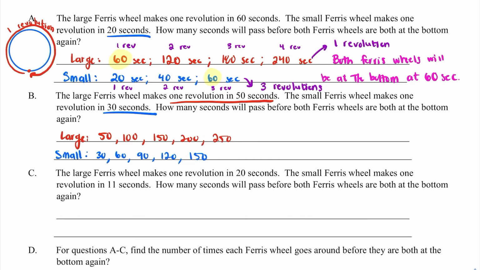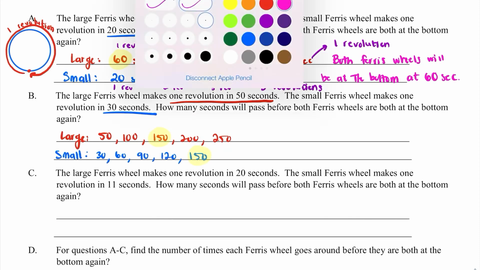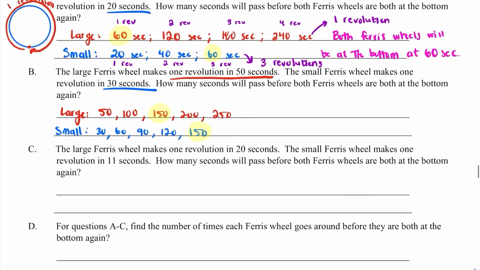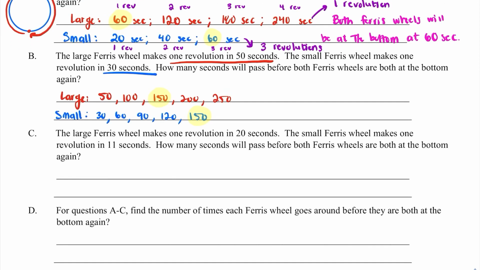As soon as you guys see a common multiple, you're going to stop. The common multiple here is 150. So if we think about how we are going to answer this, it says how many seconds will pass? Well, we're going to say 150 seconds will pass before both Ferris wheels are at the bottom again. So we'll say that.